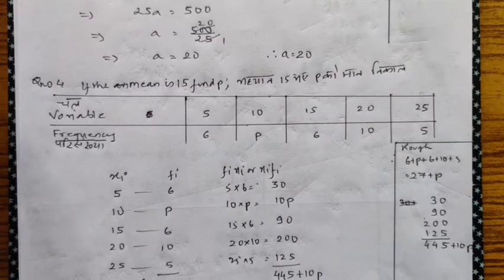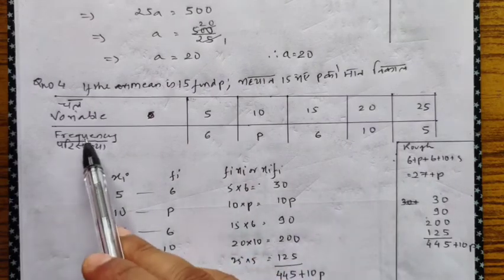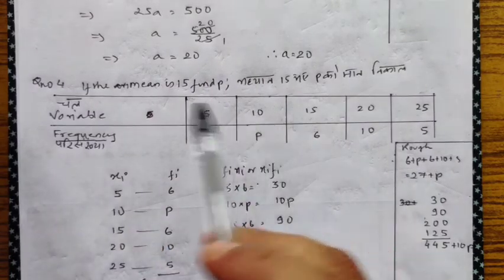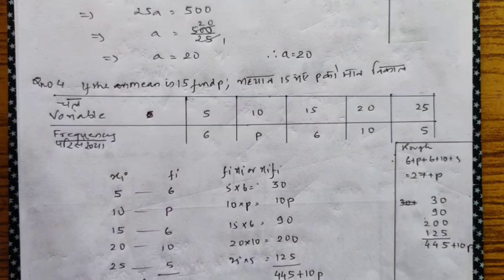Okay people, let's go to question number 4. Same page. If the mean is 15, find p. Again, you need to find the unknown, and that unknown is p. And this time the table is given as variable and frequency. Variables are given as 5, 10, 15, 20, 25, and frequency 6, the unknown p, 10 and 5. So this time your unknown p is in the frequency. Last time your unknown was in the variable. Things will be totally different. That's the reason why I'm solving this question.